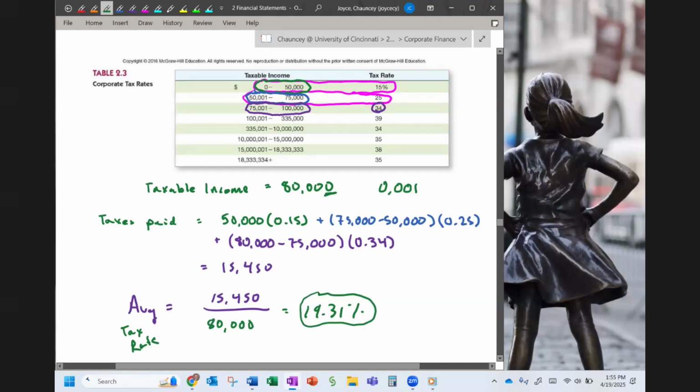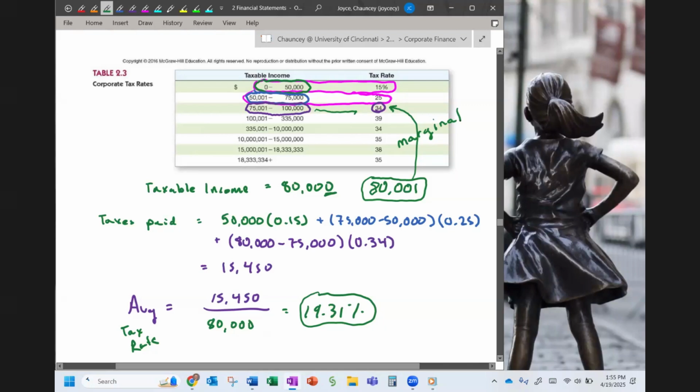So the amount of tax payable on the next dollar earned is in this range. So the marginal tax rate is actually 34% if your taxable income is 80,000, because if you earn $80,001, it's taxed in this range. So your marginal rate is just 34%. Sometimes you hear people talking about getting moved into a different tax bracket. This is what they're talking about.